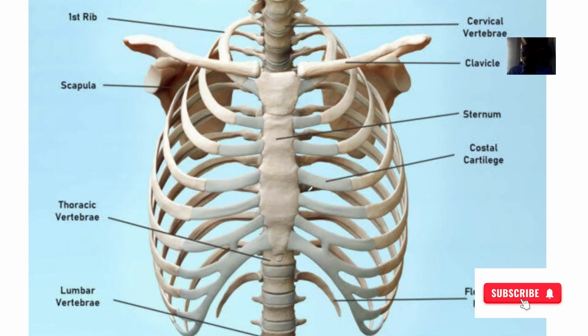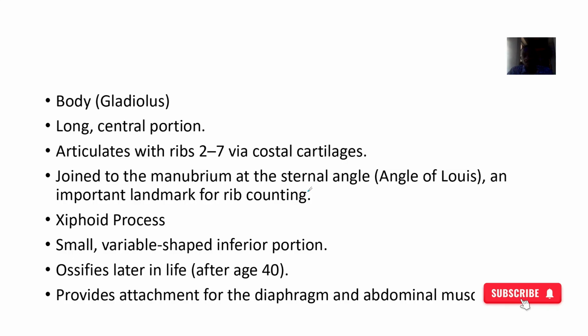So the body is long. It articulates with ribs 2 to 7. It joins to the manubrium at the sternal angle of Louis.